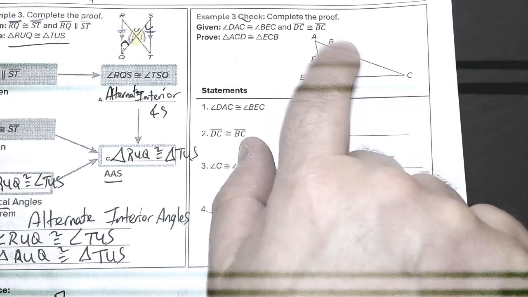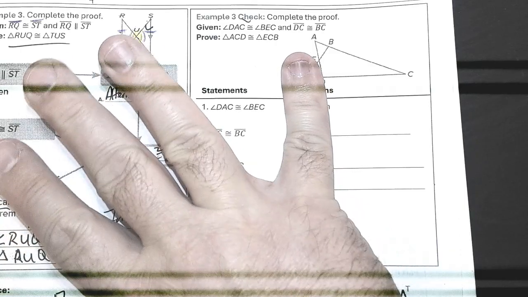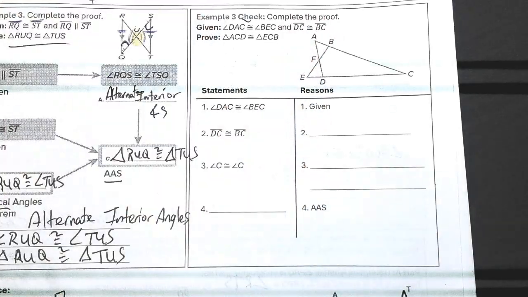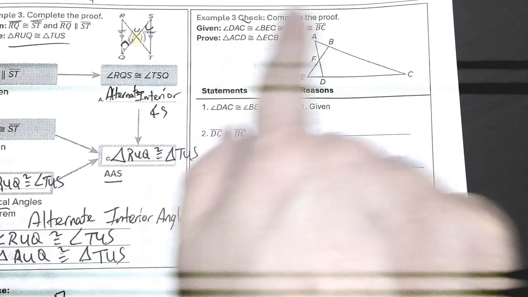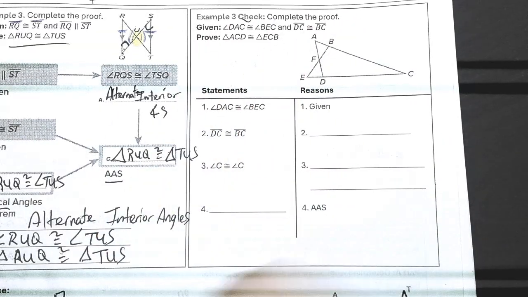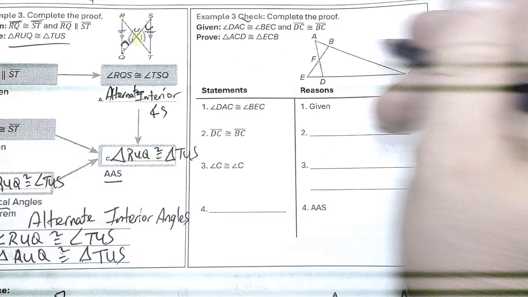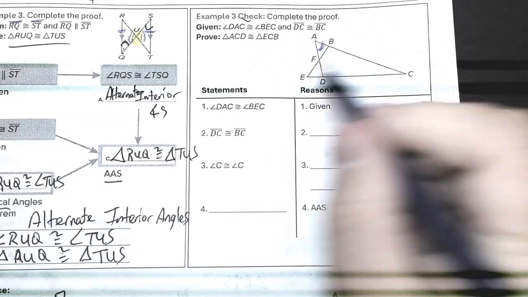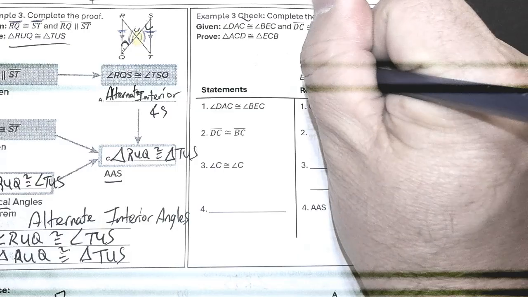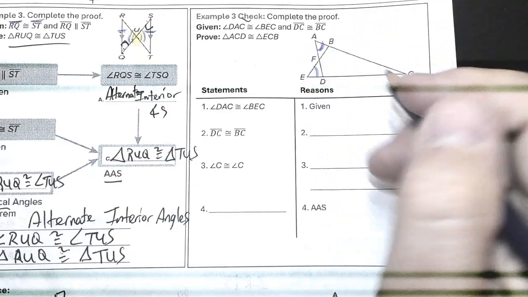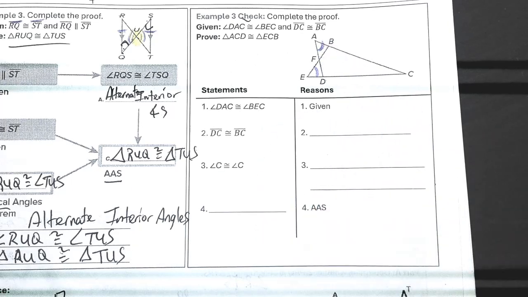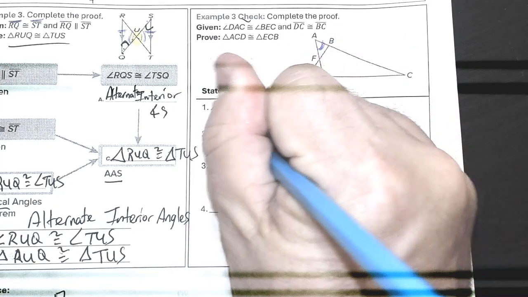So these are two triangles. If we cover up here, you can see that's one. And if you cover up here, you can see that's the other. They are asking you to complete the proof. I'll help you out here. The first one was given, and that is that angle DAC is congruent to angle BEC. And that DC and BC are congruent.